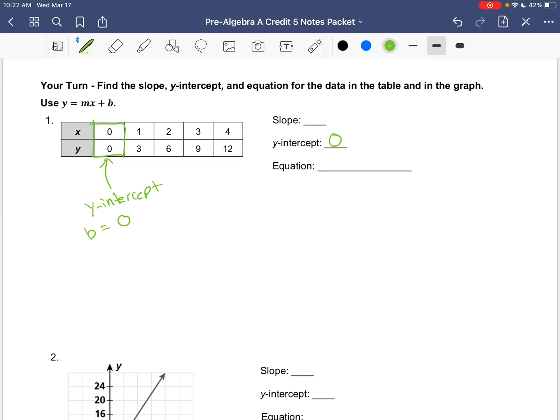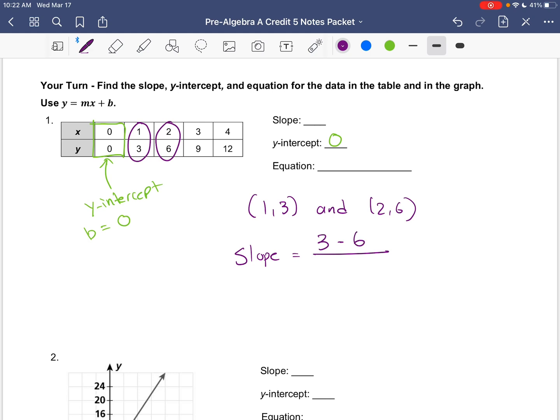Okay? Next, if I want to find my slope, I'm going to pick 2 points. So let me pick the 1, 3 and the 2, 6. And what I want to do is find the slope. So what I'm going to do is subtract the y's, 3 minus 6, and subtract the x's, 1 minus 2. 3 minus 6 gives me negative 3. 1 minus 2 gives me negative 1. And then that ends up with a positive 3. So my slope is going to be a positive 3.